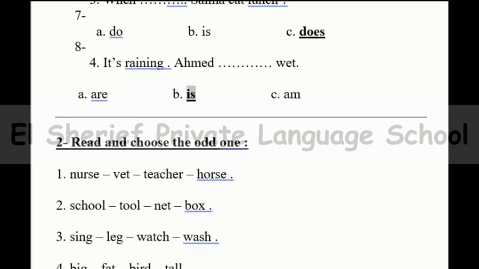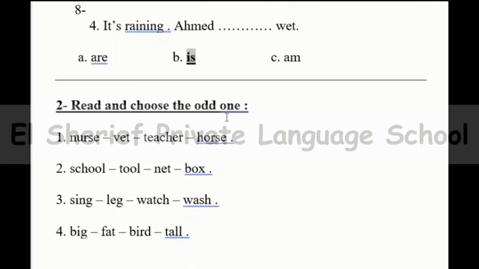Question number 2. Read and choose the odd one. Let's start with the first question. Nurse, vet, teacher, horse. Take your time. So the answer is, excellent, you are right. The odd word is horse.